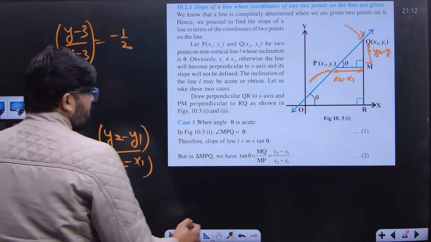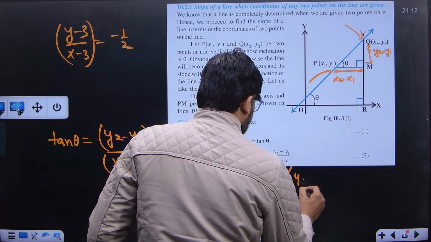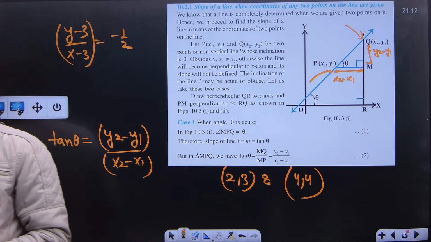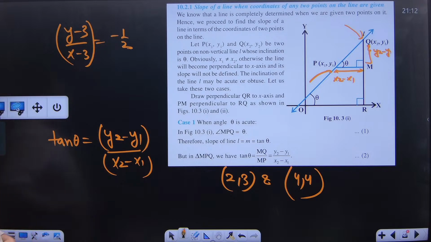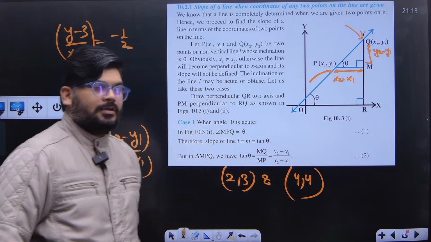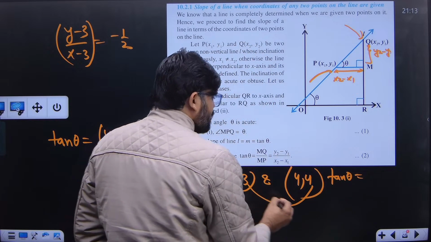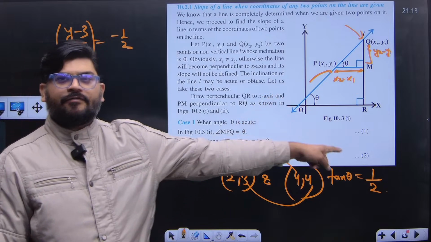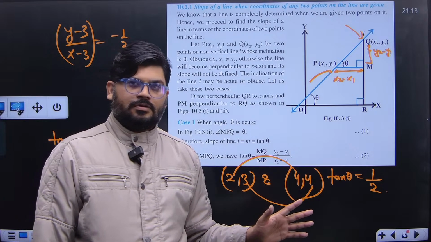Let me ask you one question. Suppose a line passes through 2 comma 3 and 4 comma 4. Can you tell me the slope of this line? So slope tan theta will be equal to, 4 minus 3 is how much? 1. Divided by 4 minus 2 is how much? 2. So the slope of the line is half. Are you getting it? Yes, sir. Are you sure? Okay.